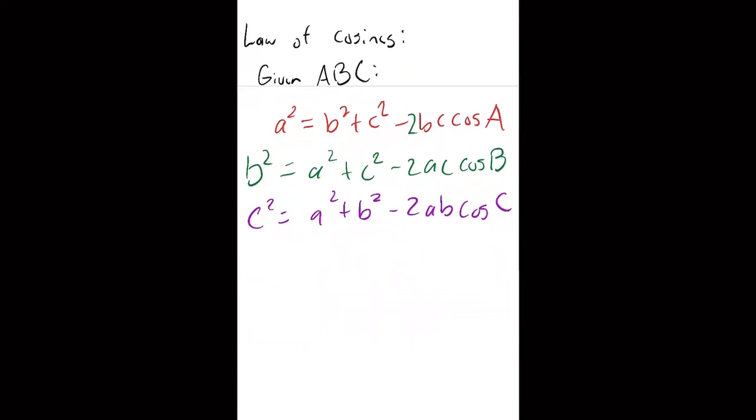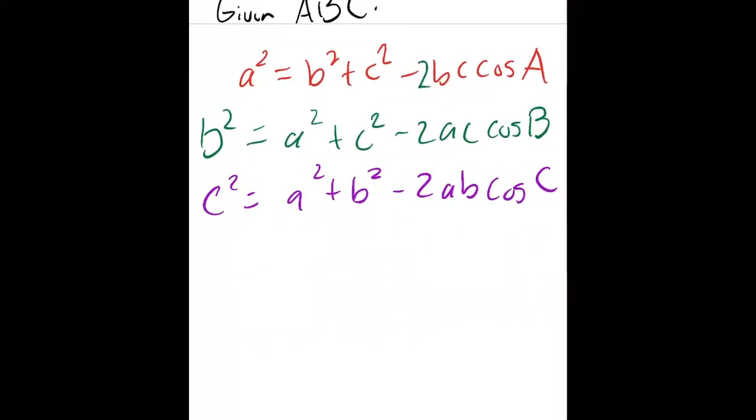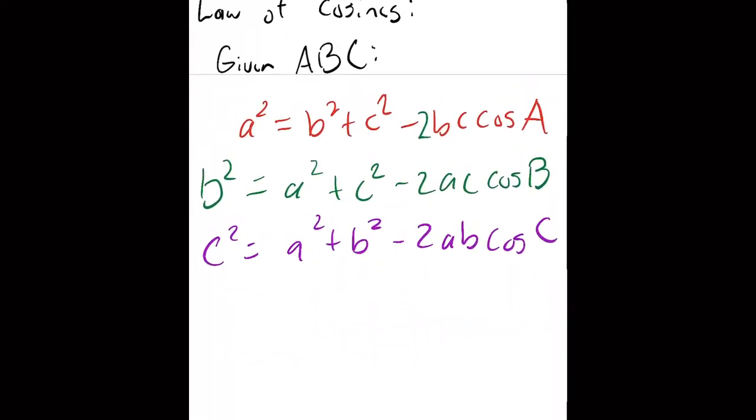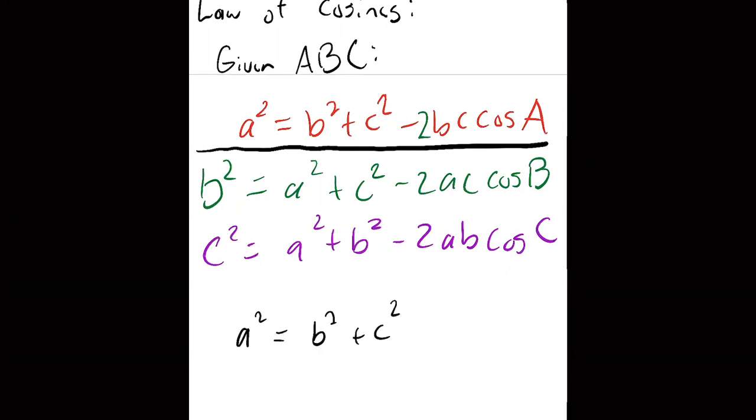Okay. So let me just point out a small pattern here. You don't have to memorize all these equations. You just really need to memorize one. So let's look at this first red one real fast. If we just draw the first part of it, we have A squared is equal to B squared plus C squared. You can just kind of notice that this is really the Pythagorean theorem right there.